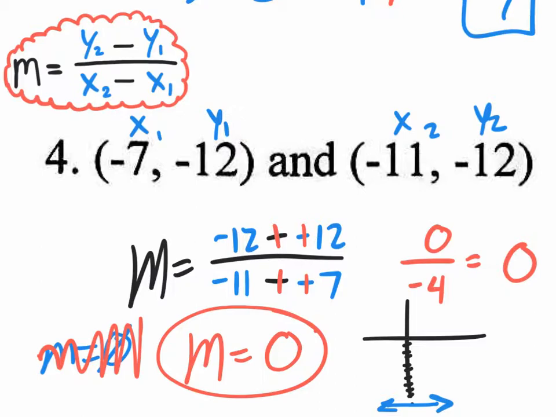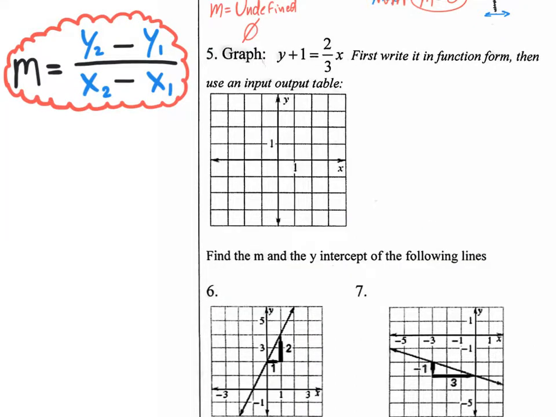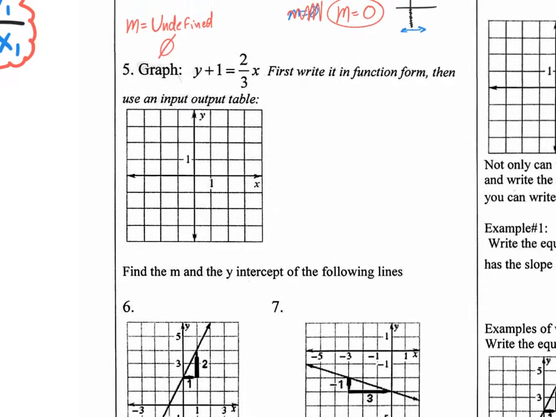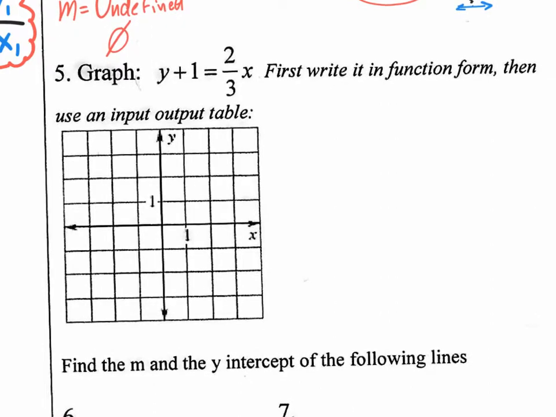Let's move on to number 5. Of course, you didn't have to graph the last one. On number 5, they do tell us to graph, and they want us to first write it in function form. Function form means get y by itself, so you're going to subtract 1, which you obviously cannot subtract 1 from a 2/3 x. But we could rewrite it. So our new function form equation is y equals 2/3 x minus 1.